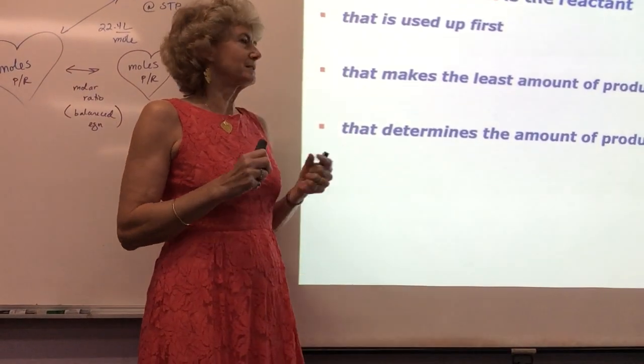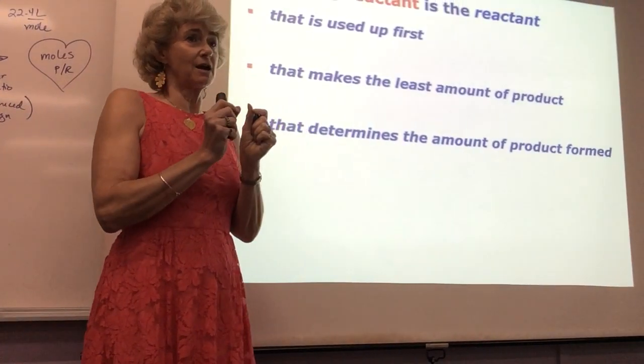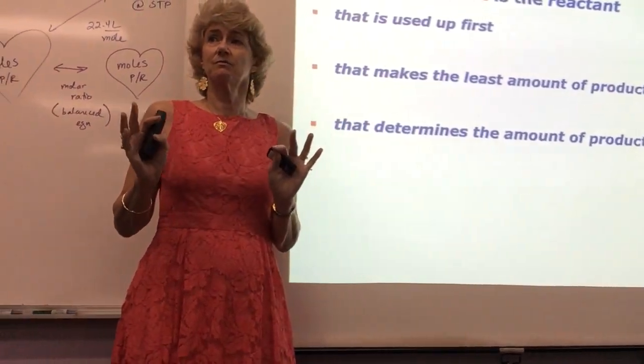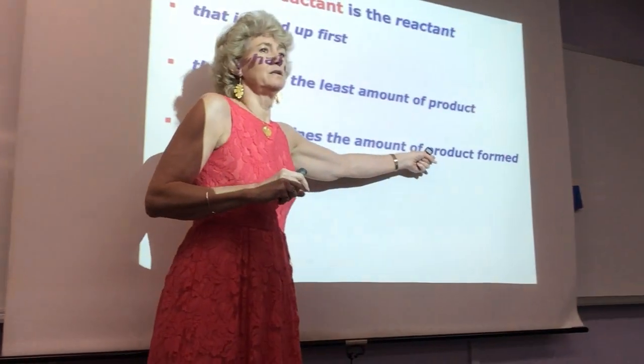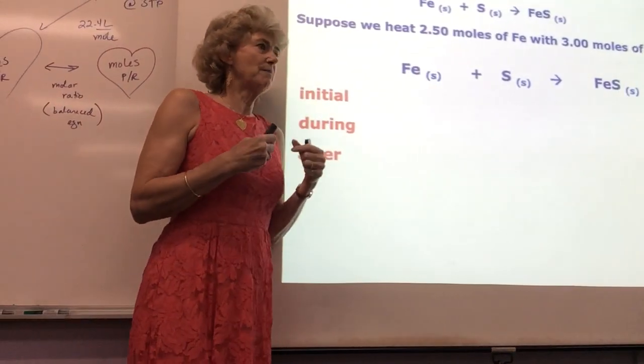And it determines the amount of product formed. So if I bought 18 Hershey bars, break them in half, I'm only making 36 s'mores. So it limited and determined the number of product you make. So here is a very powerful technique.